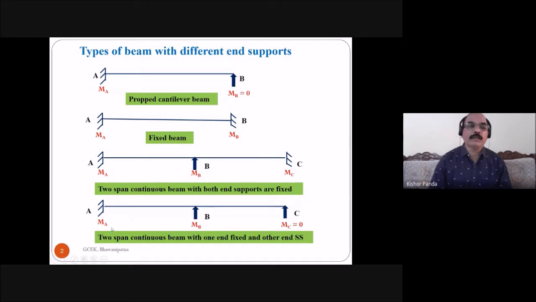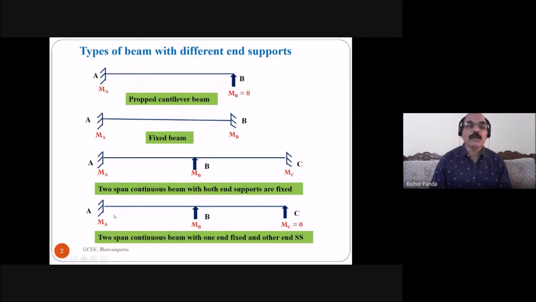The moment at the end A is MA, the moment at the interior support B is MB, and the moment at C, the simply supported end, is equal to 0. So here there are two unknowns, MA and MB. You have to find these two unknowns, so here you need two equations.